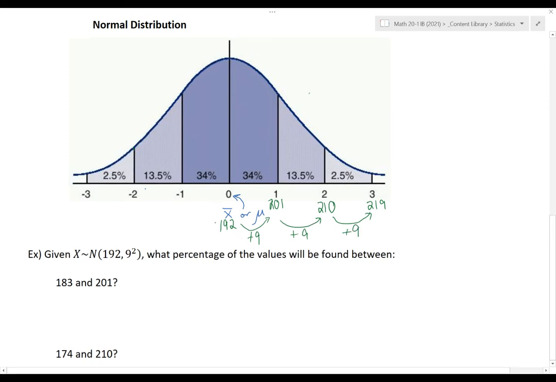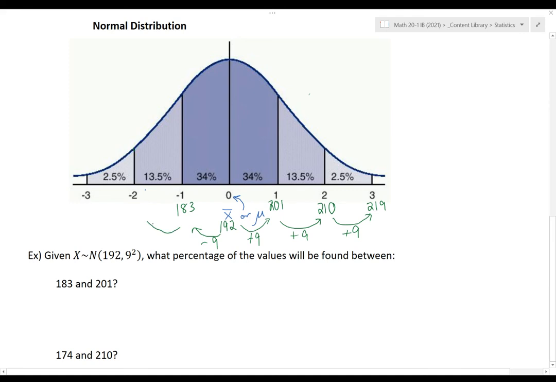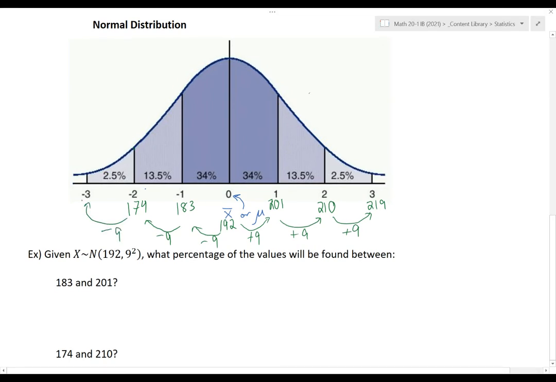And going in the other direction, if I'm subtracting 9, so 183 would be 1 standard deviation below the mean. Let's subtract another 9, so 174 would be 2 standard deviations below the mean. And minus another 9, so I would get 165. Would be 3 standard deviations below the mean. The vast majority of the numbers in this distribution are therefore going to be found between 165 and 219. If I find a number less than 165 or a number that's bigger than 219, that is an extraordinary value. That's a surprising value. I don't normally expect to find numbers more than 3 standard deviations away from the mean.